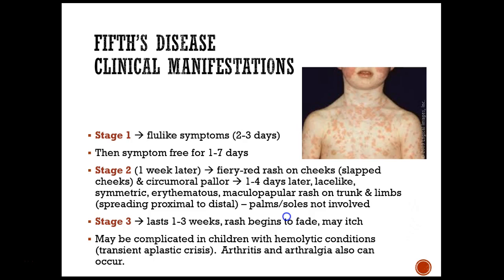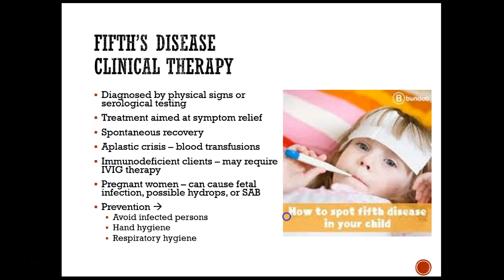Then moving on to stage 3, this is when that rash begins to fade. It might itch, and that usually lasts anywhere from 1 to 3 weeks. Complications might occur in children with Fifth's disease if they have some type of hemolytic condition, because they will tend to get arthritis and arthralgia. And it just has to do with their compromised immune system.